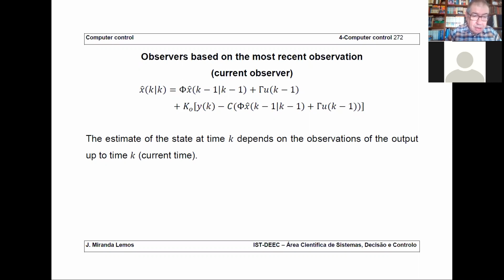The predictive observer, it's what we have studied before, corresponds to the situation in which my estimate of the state depends on the observations of y up to time k minus 1. Okay? Now, the current observer, the estimate of the state at some time k depends on the observations up to that time. Okay? And it's a little bit different.